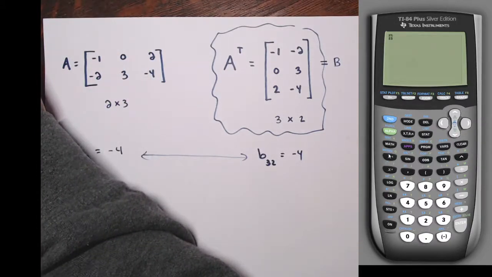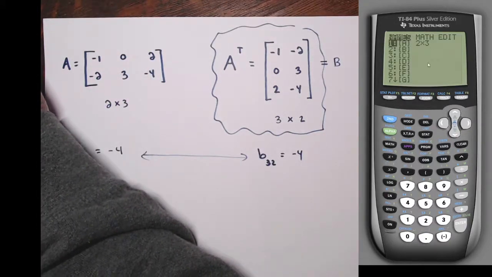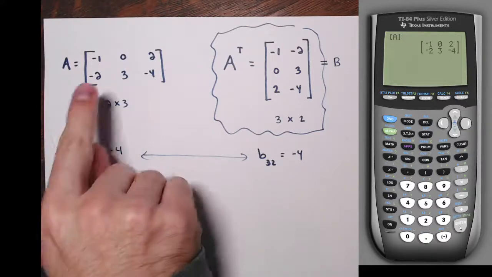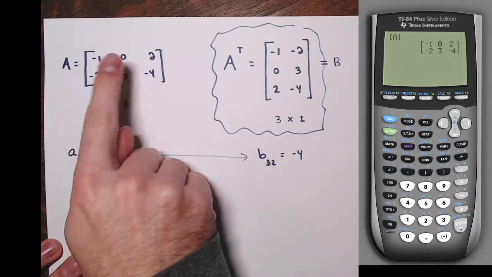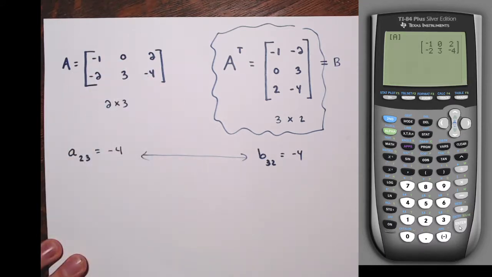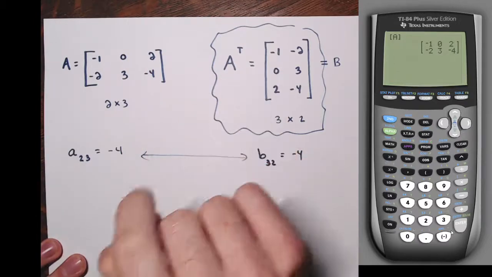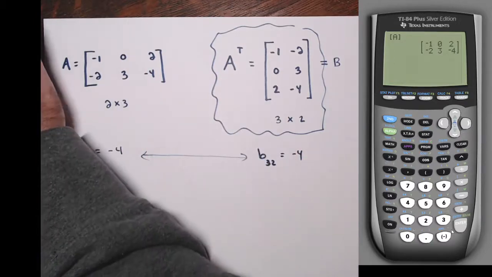So I go back to the matrix menu, and then under names, I can just enter matrix A now. This is the one I edited, and there you go. See, it's this matrix with negative 1, 0, 2, negative 2, 3, negative 4. But now I would like the transpose of A to be on my calculator. How do I do that?